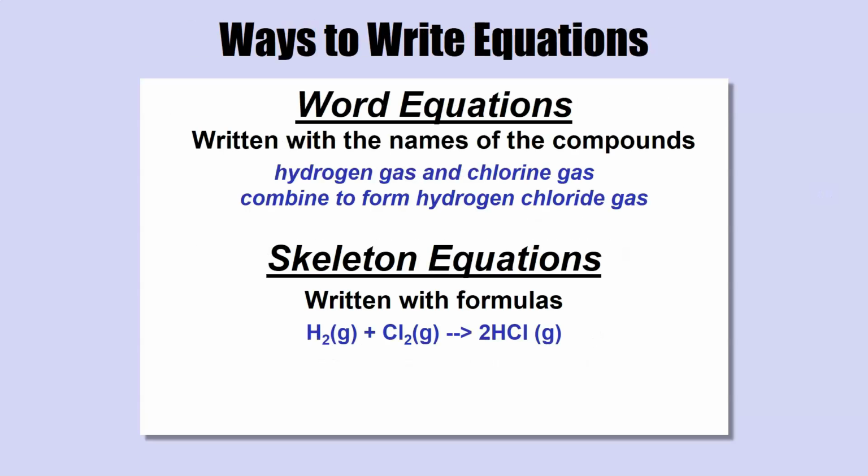We have things called word equations, which is just like what it sounds like, where you have the words written out. Or you can have skeleton equations, which is what we call it when there's a formula. It would be nice if they just called it a formula equation, but they don't. It's called a skeleton equation. You can see those are both the same reaction. Hydrogen gas and chlorine gas combine to form hydrogen chloride gas.